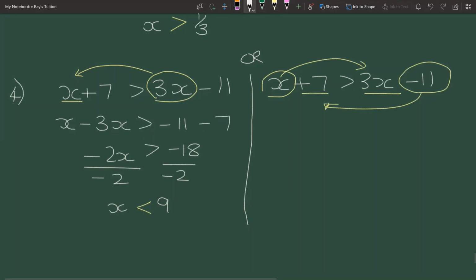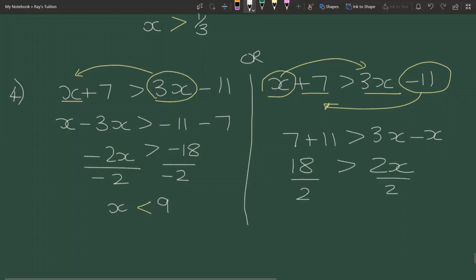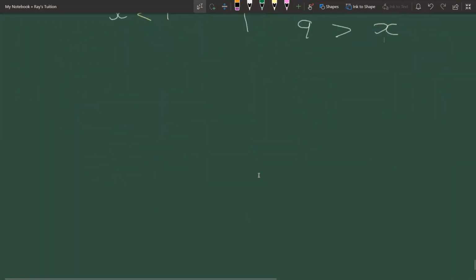So what happens here is then I've got 7 plus 11. When I take the 11 over, it becomes 18 is greater than 3x minus x. When I take that x over, it changes. So this is 18 is greater than 2x, and dividing both sides by 2. This time I divided by a positive 2, so I don't have to change the direction, and I get that 9 is greater than x. Can you see this is actually the same answer? x is less than 9 is the same as 9 is greater than x. So if you would like to do it that way and you feel more comfortable, there's no problem.